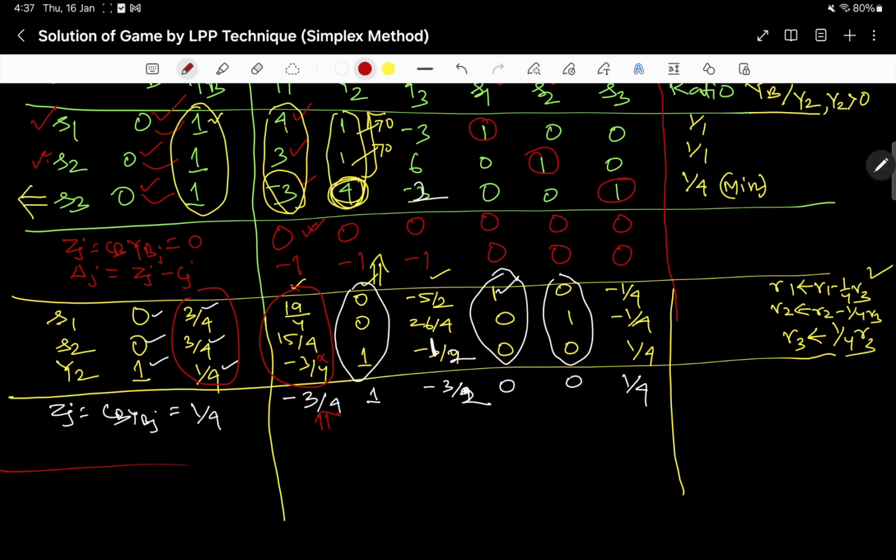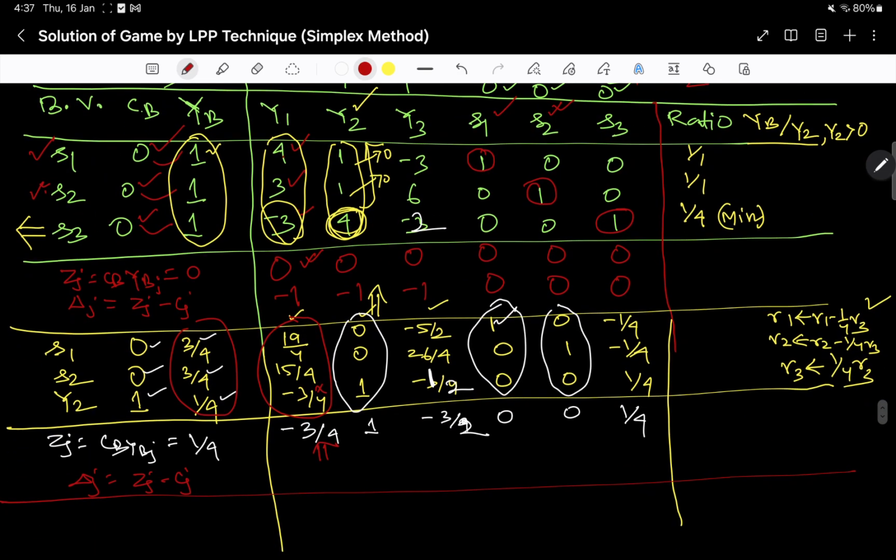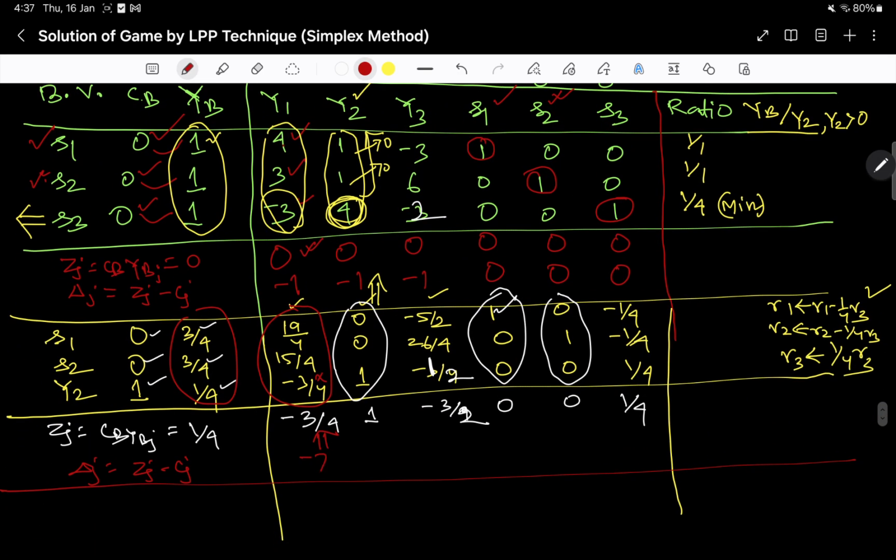Now one more thing, you find del J, which is ZJ minus CJ. So this is ZJ minus 3 by 4 minus 1. Okay, so it is minus 7 by 4, and here it is 0. Here it is minus 3 by 2. It is actually minus half. So it is minus 3 by 2. Here it is 0, and here it is 1 by 4.